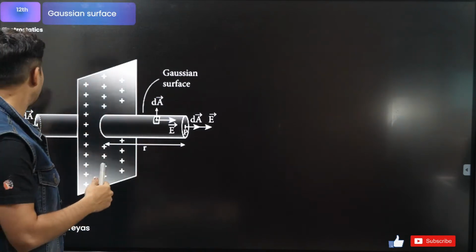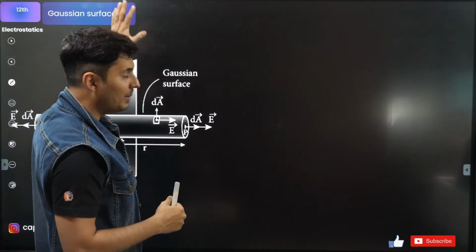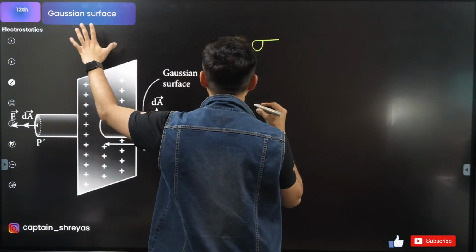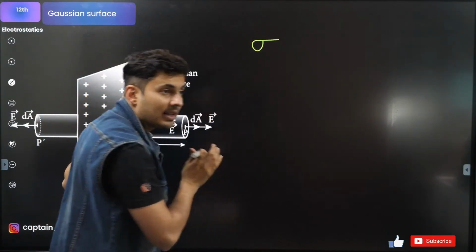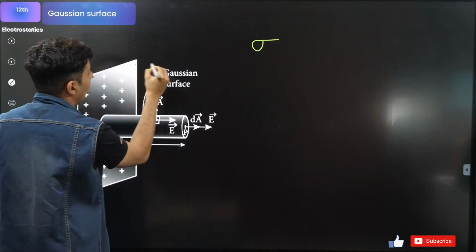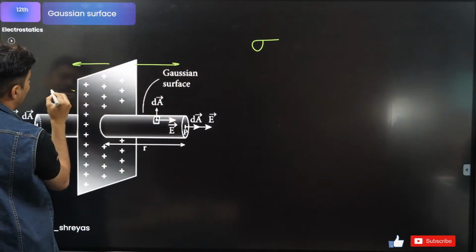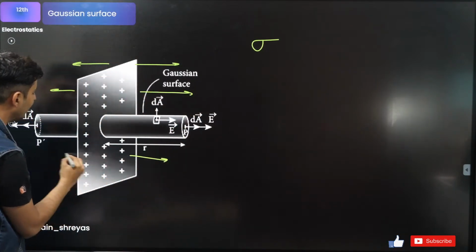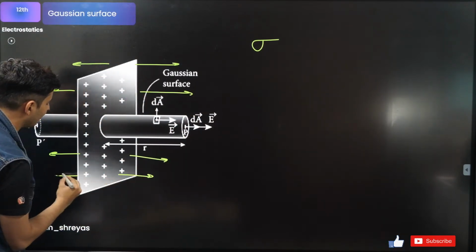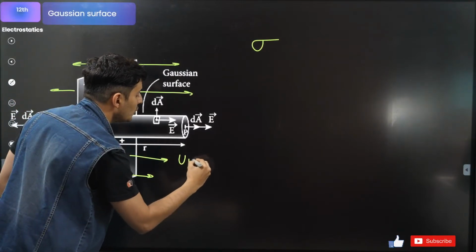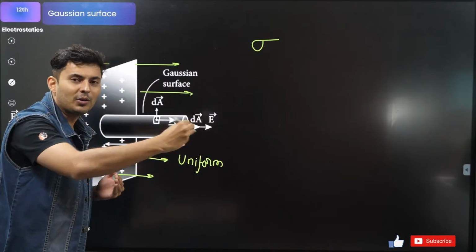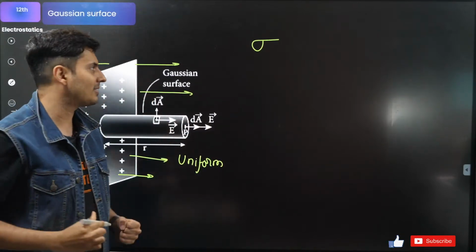Okay, so let's see how many of you can remember the formulas. If you have a sheet, the electric field coming out of it will always be uniform and parallel. That's very important. If this is a charged sheet, the field lines always come out parallel, so this is a uniform field. Very, very important. No matter how far you go, the strength of the field remains the same.